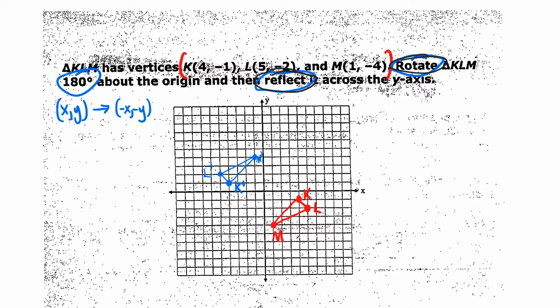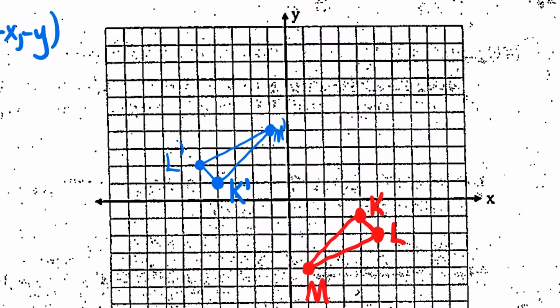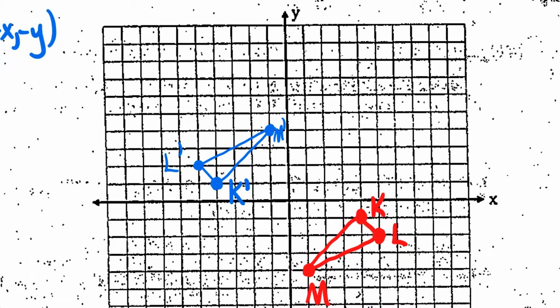Reflect across the y-axis. Okay? So how far is M prime away from the y-axis right here? It's 1. So I'm going to go 1 to the other side for M double prime. How far is L prime? 5. So 1, 2, 3, 4, 5. L double prime.